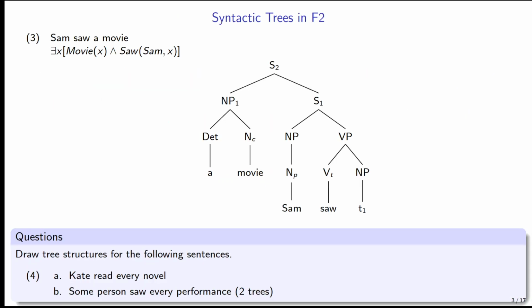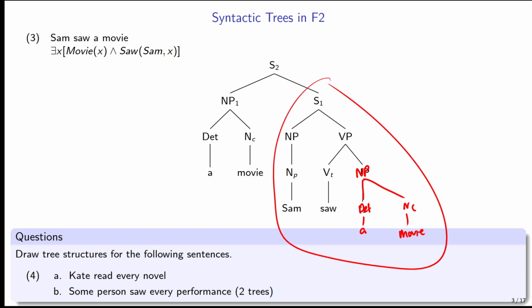So let's say we have a sentence, Sam saw a movie. Well, I have the predicate logic translation here because I think it's important to contrast it with the sentence. So first we start off with the sentence, Sam saw a movie. So this NP would have come down to a determiner, which is a, and then a common noun, which would be movie. So that would happen. And we just end up with this structure. So Sam saw a movie. This would be our simple structure.